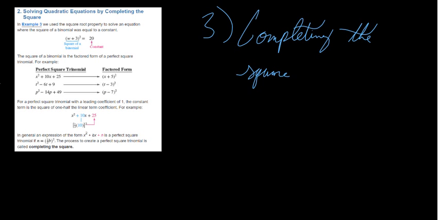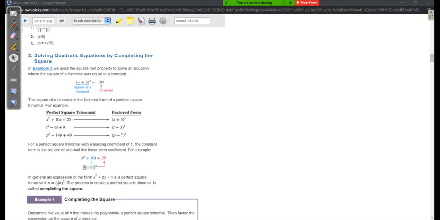I mean, what the textbook has isn't bad. In general expression, the form of a perfect square trinomial is n is equal to half b quantity squared. The process to create a perfect square trinomial is called completing the square. Let's see if we can.